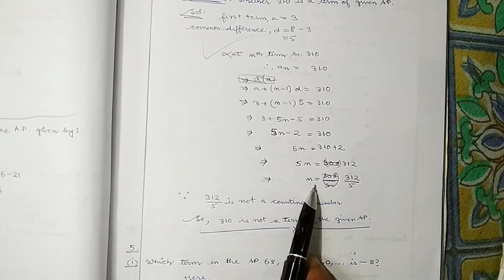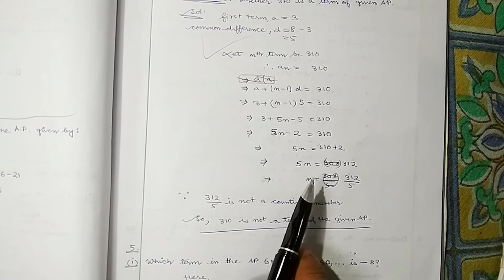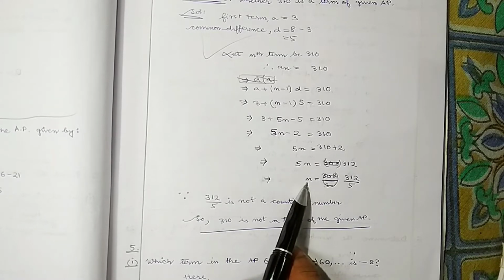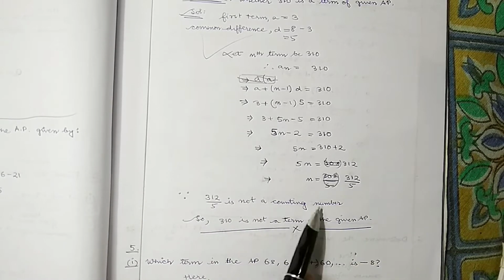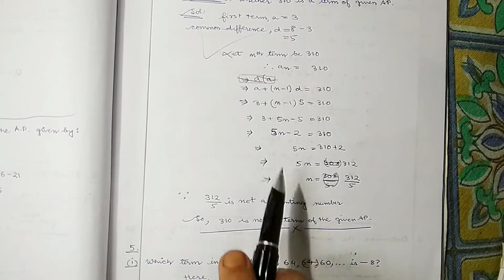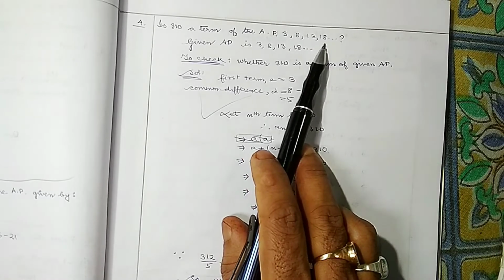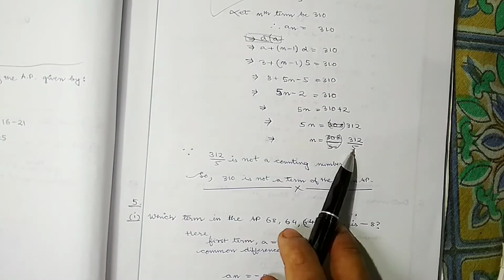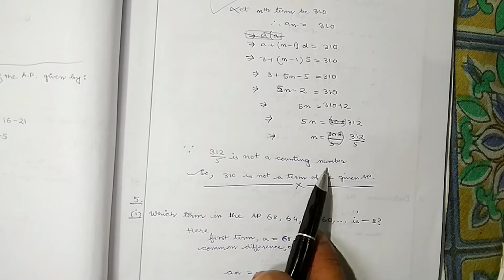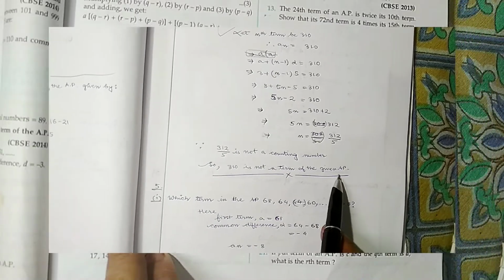Now, n is the number of terms, and it cannot be a fraction, it cannot be negative. The number of terms must be a natural number like 1, 2, 3, 4 and so on. Since 312 by 5 is not a counting number, that means when I say a series, this is the first term, second term, third term, fourth term, I cannot say the 4.5th term. Similarly, here it cannot be a fraction. Since it is not a counting number, 310 is not a term of the given AP.